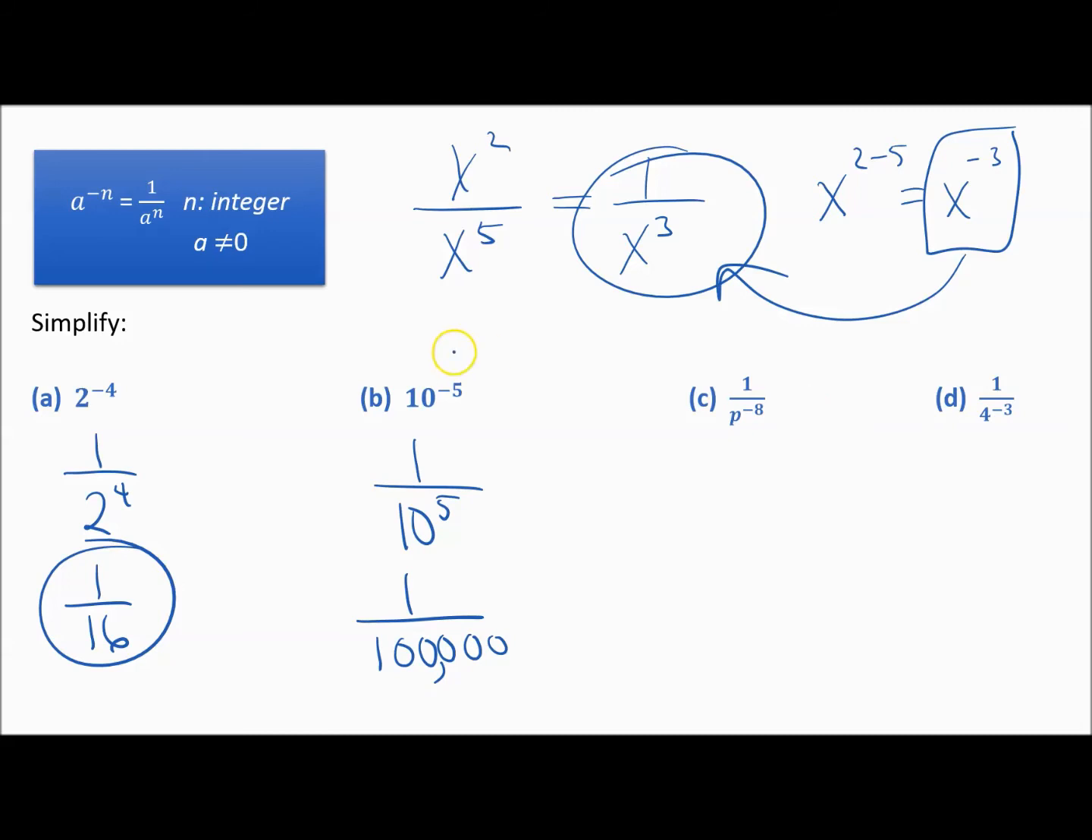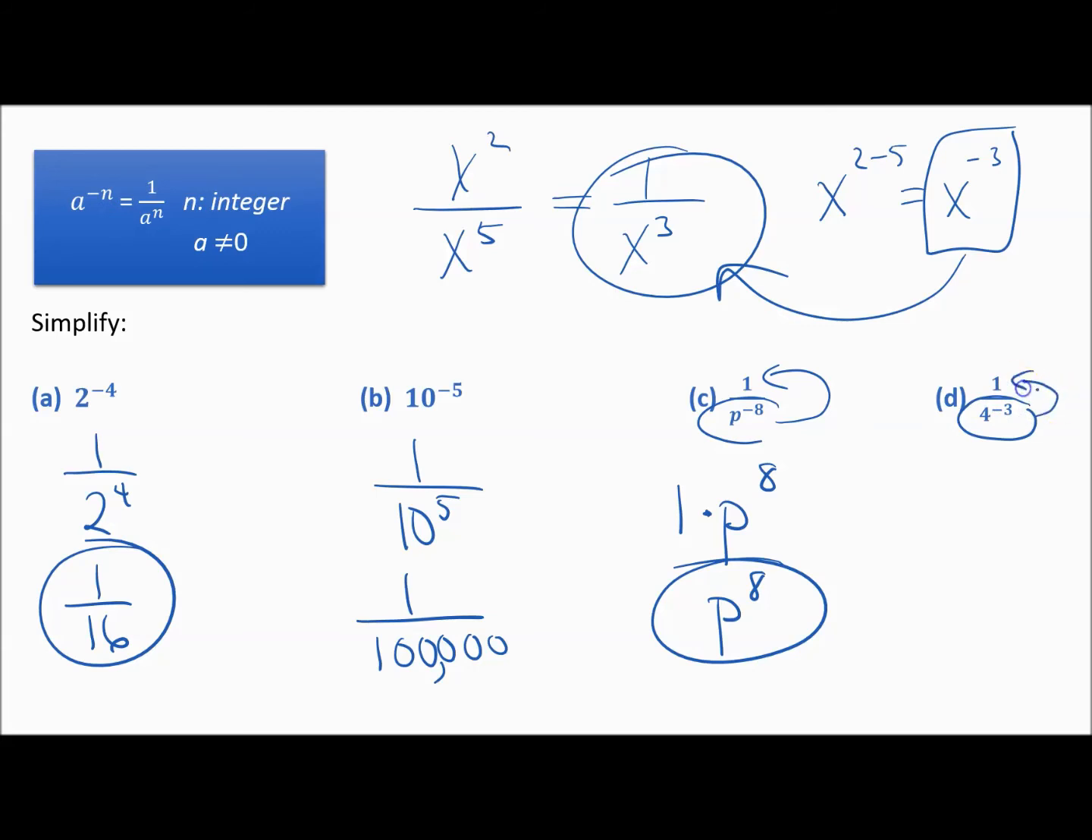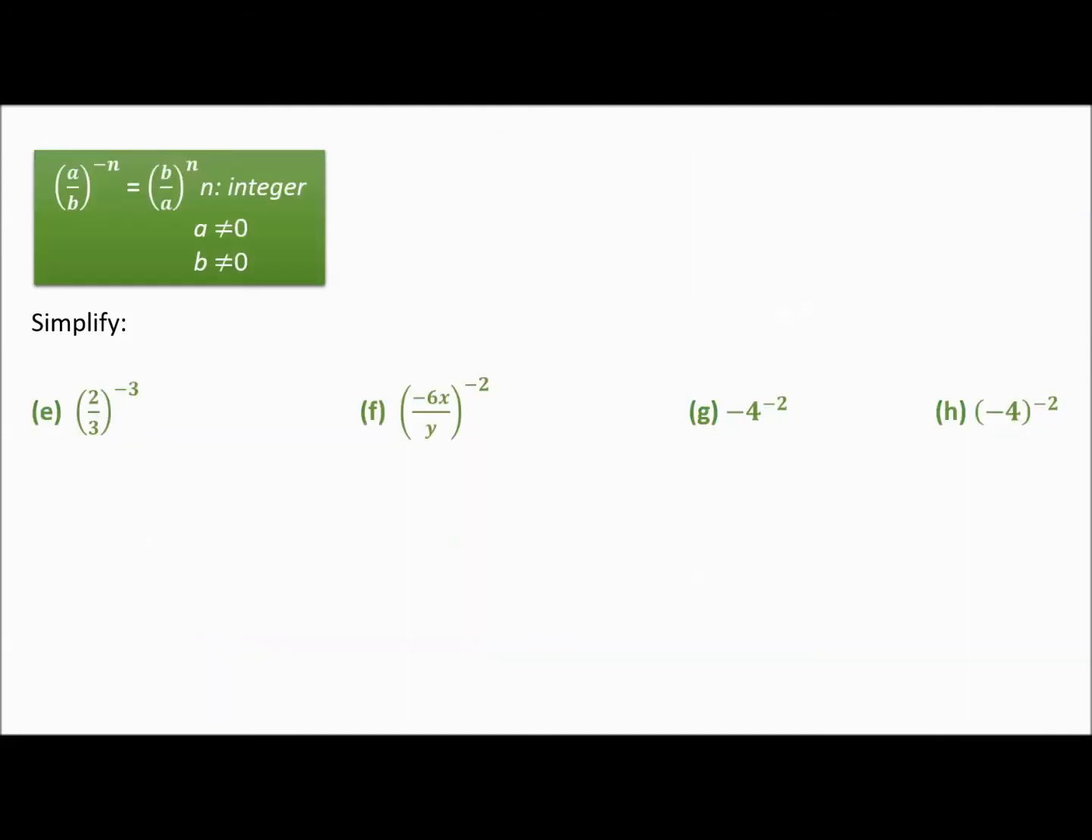Now this is weird. If it was in the numerator, it went in the denominator. Well, hey, if it's in the denominator, it goes up to the numerator. So this will be 1, because it's already up there, times p to the positive 8. And then 1 times anything is that thing. So this is just p to the positive 8. Same thing here. Negative exponent means that you've got to do something. It belongs on the other side of the fraction bar. So this will be the 1 that's already in the numerator, times 4 to the positive 3. Well, 1 times anything is that thing, 4 to the positive 3, and 4 times 4 times 4 is 64. So that's completely simplified.